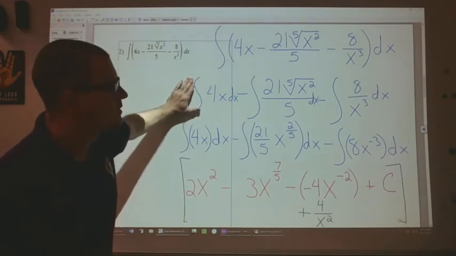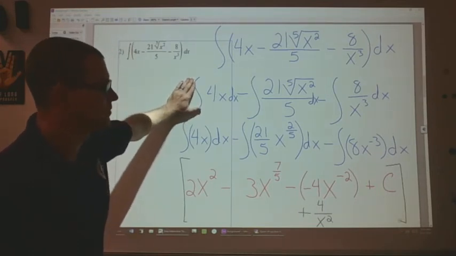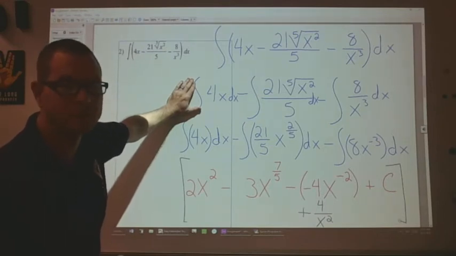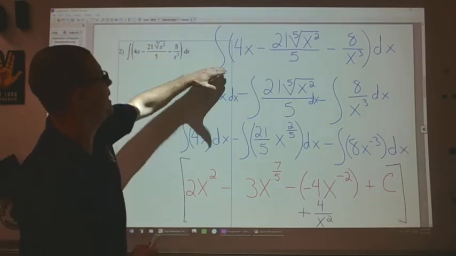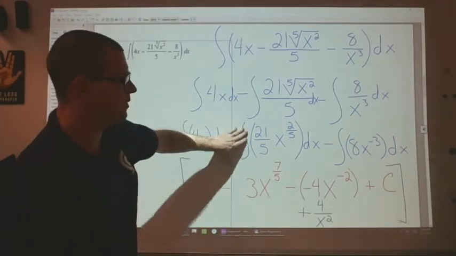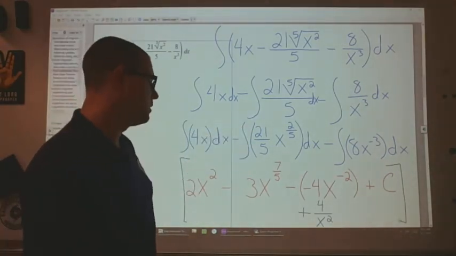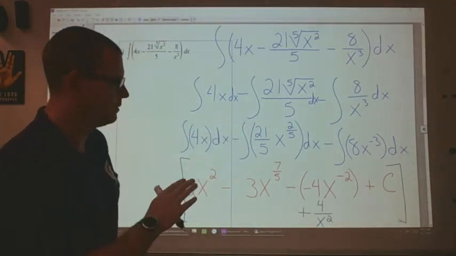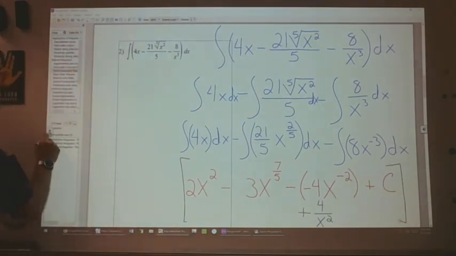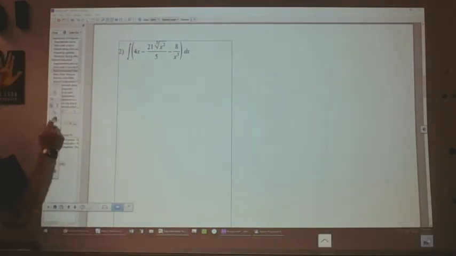Last, the definite integrals. So when we have boundaries of integration on our integral, so an a and a b, and we actually want to find the value of that integral, will be our last example. So let's go look at that.